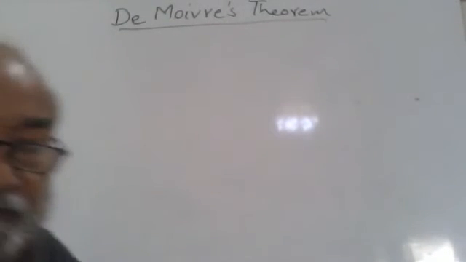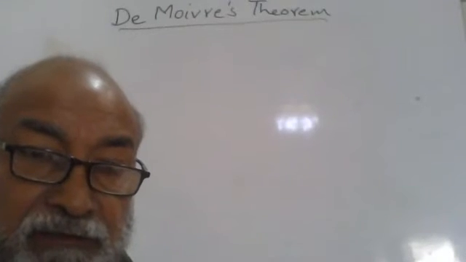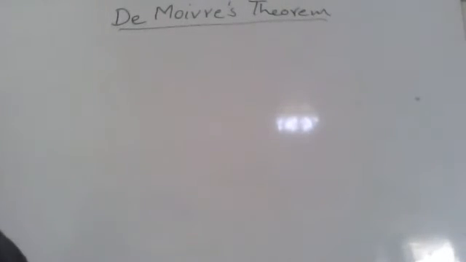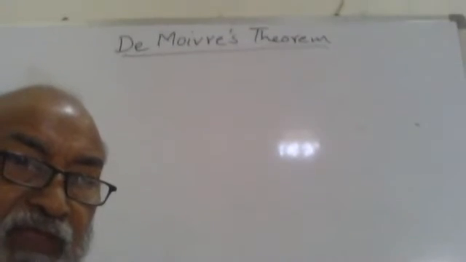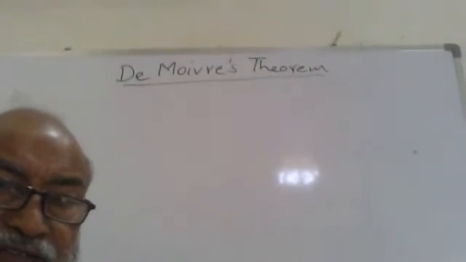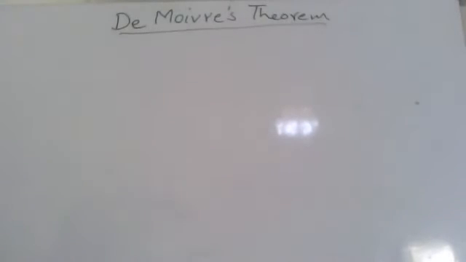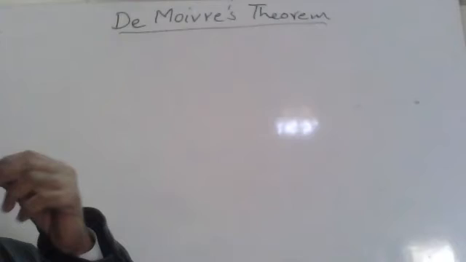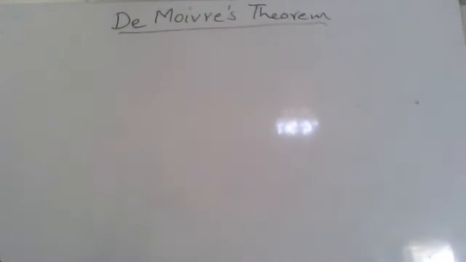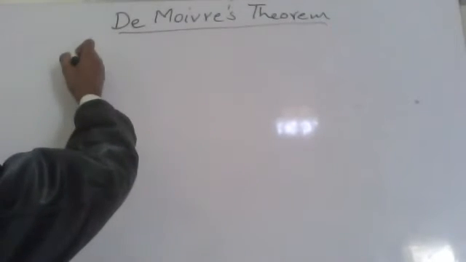De Moivre's theorem. There are two types of De Moivre's theorem. One is for the powers and one is for the roots, and that is applied in the polar form only. De Moivre's theorem is applied on polar form only, not the rectangular form or any other type of form. So first one is for powers.